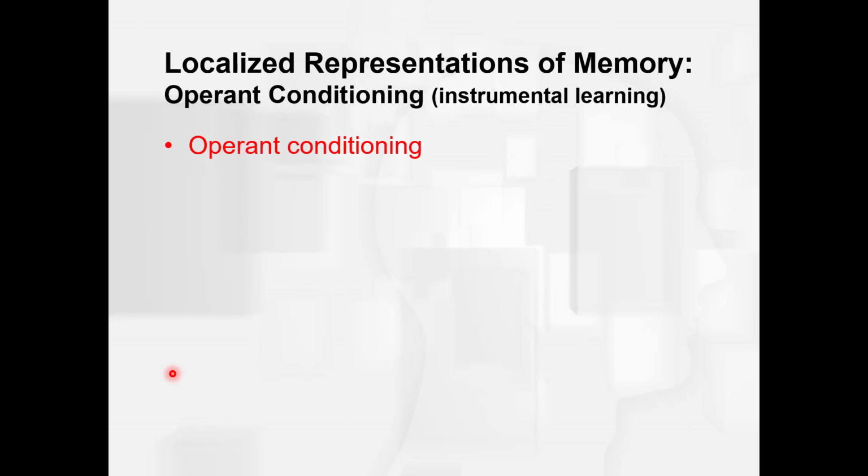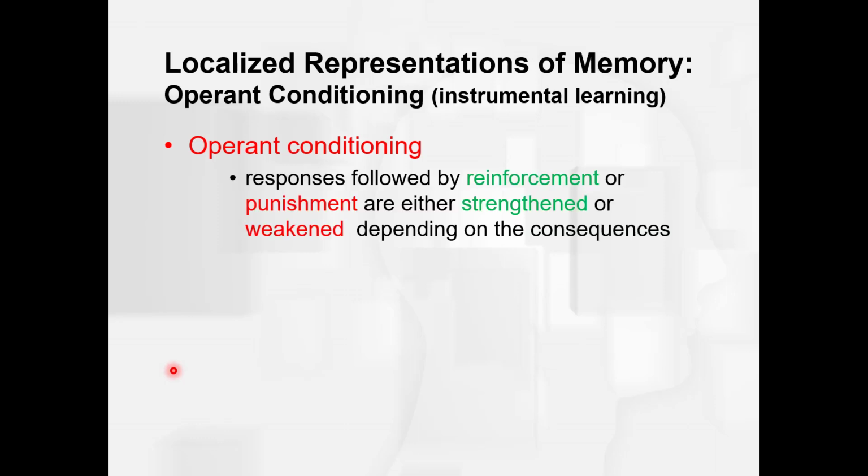So operant conditioning, if you think back to a 100-level psych course, and the differences between classical and operant conditioning. Remember, in classical conditioning, we were talking about pairing stimuli and changing the behavioral response. In operant conditioning, we have a behavioral response and then a stimulus is presented afterwards, and that changes the behavioral response. So the idea is that a response is followed by a reinforcement, so some sort of stimulus, or a punishment, again a stimulus, and it's either strengthened or weakened depending on the consequences.